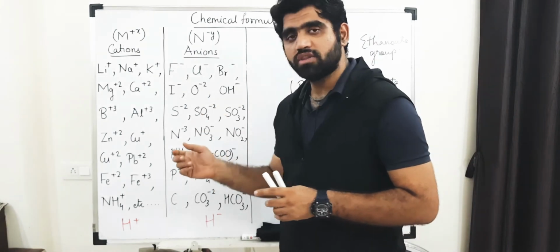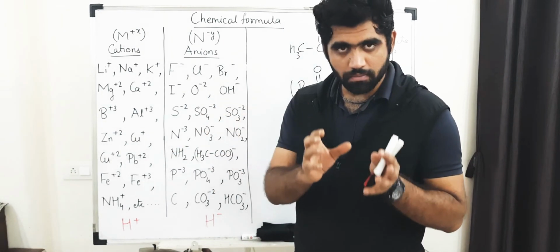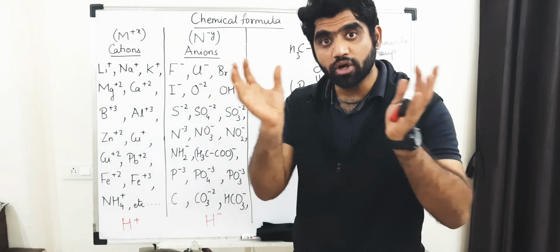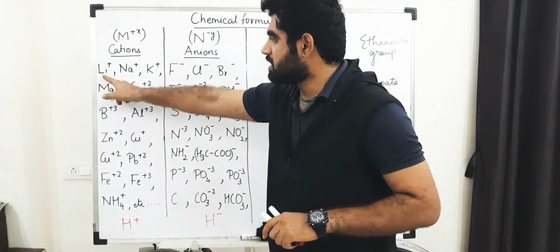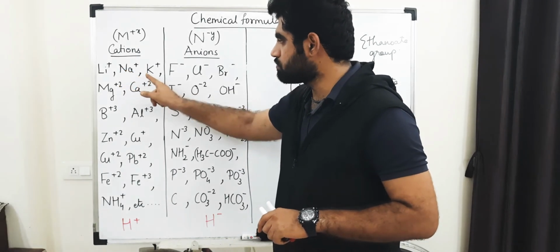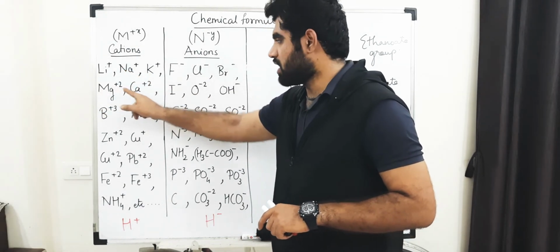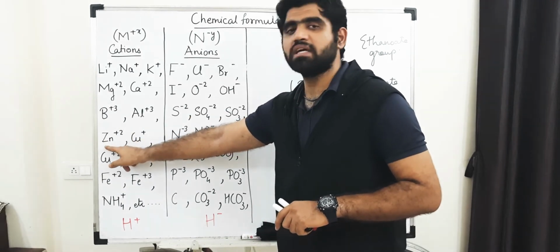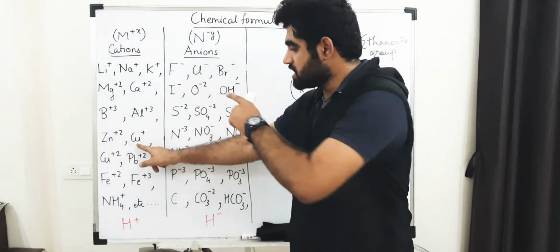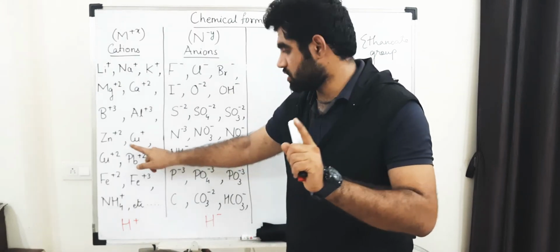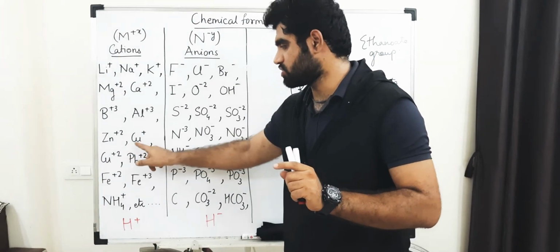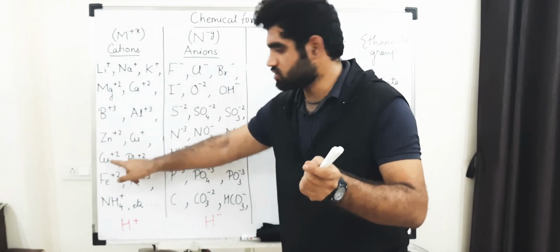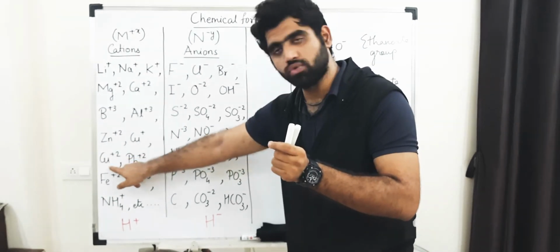Why am I specifying that? Because in the answer or in the paper they can mention the specific name of a compound. You need to know that too. So you can see here, this is lithium ion, sodium ion, potassium ion, magnesium ion, calcium ion, boron ion, aluminium ion, zinc ion. This is Cu plus, it's not Cu plus 2. Here you can observe it has multiple oxidation states. So this is cuprous ion. Okay, this is cupric ion, also written as copper 1 and copper 2.